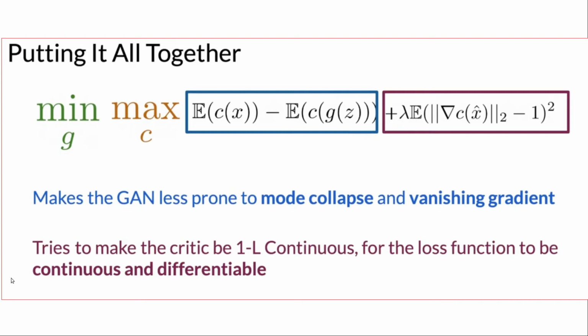Now finally, putting it all together, this is a complete expression of the loss function in WGAN with gradient penalty. So first, in this part here I am approximating the Earth mover's distance with this main W loss component. This makes WGAN less prone to mode collapse and vanishing gradients. And second is this term, the regularization term, that makes the critic 1-Lipschitz continuous for the loss function to be continuous and differentiable. Of course, this is a soft constraint on making the critic one Lipschitz continuous, but it has been shown to be very effective, keeping the norm of the critic close to 1 almost everywhere.